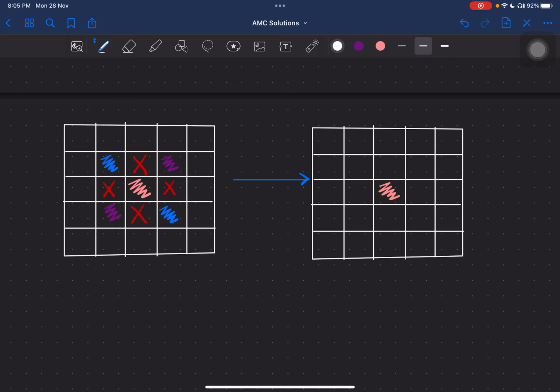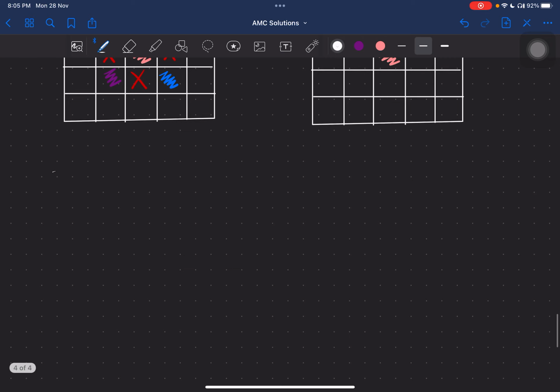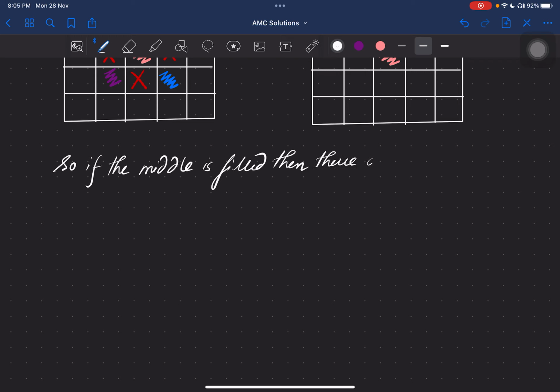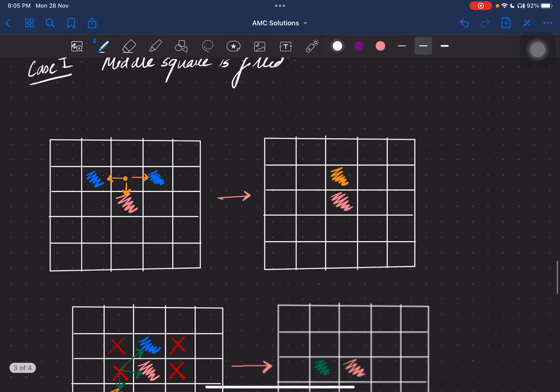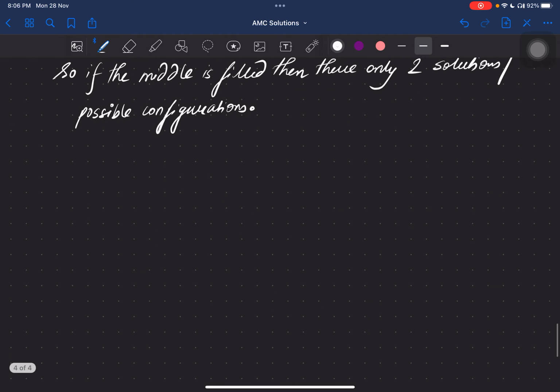So with the middle one filled in the original case, there are only two cases, only two solutions you can say, or possible configurations. Now let us go to the second case, where the middle one is empty.